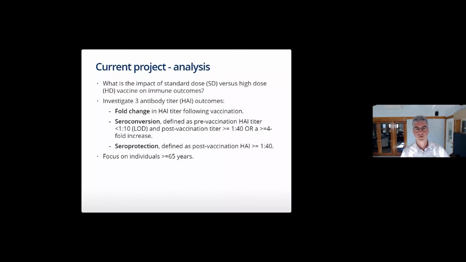So the overall question is, is there a difference between standard dose and high dose vaccine on immune outcomes? More specifically, we looked at antibody titers measured by HAI. We looked at 3 different outcomes. They're all sort of measuring the same thing, but are slightly different. One is the fold change in titer before and after vaccination. Then there is seroconversion of individuals and seroprotection. And since only the older individuals got the high dose vaccine, we decided to also limit ourselves only to those individuals in the standard dose, so the ages were somewhat comparable, because we already know that age is an important factor and could influence results. Next slide, please.